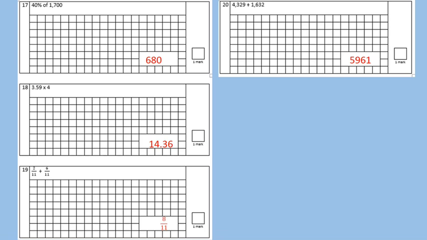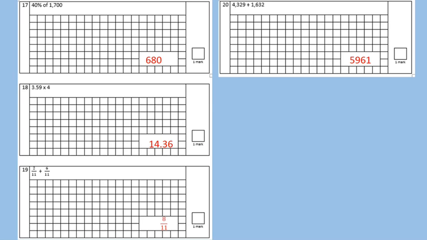Number 18, 3.59 multiplied by 4. Now for this one, you can just treat it as a whole number. You could treat it as 359 multiplied by 4, but you've obviously got to remember to put your decimal point in your answer in line with where it was in the original number. And again, that 4 technically should go underneath the 3. However, if you put the 4 underneath 9, it doesn't matter as long as you remember to multiply each of the digits within that number.